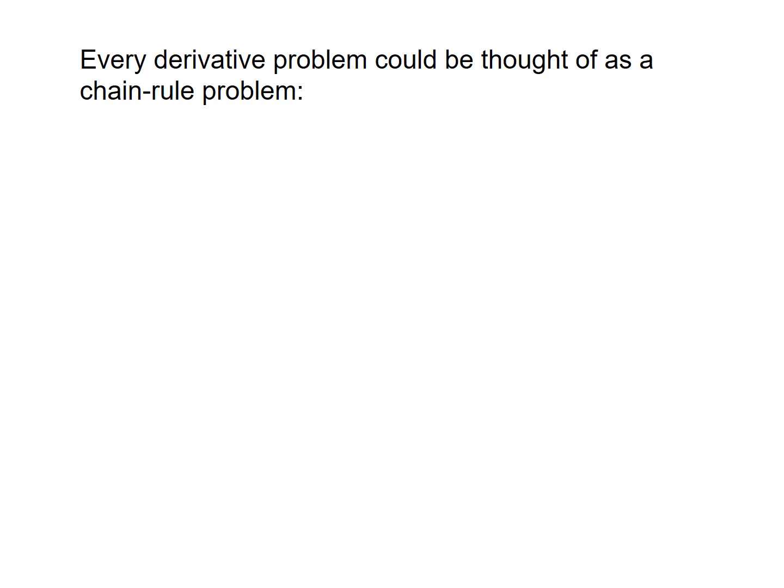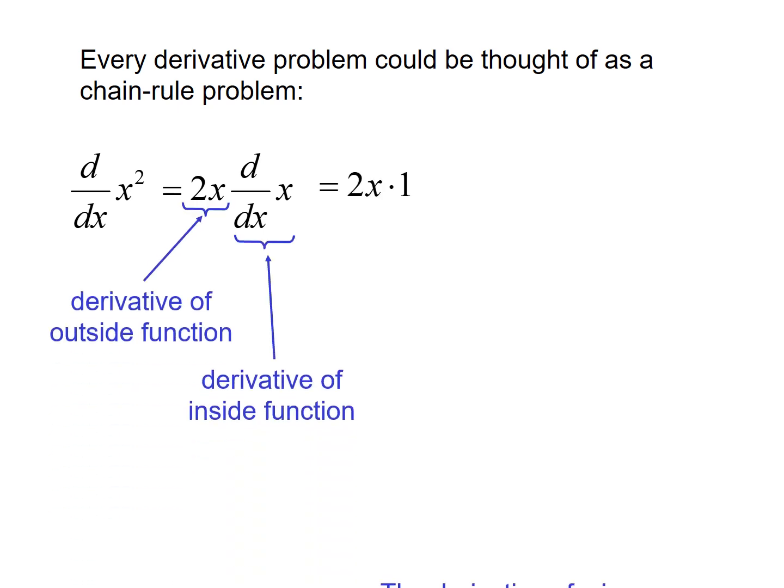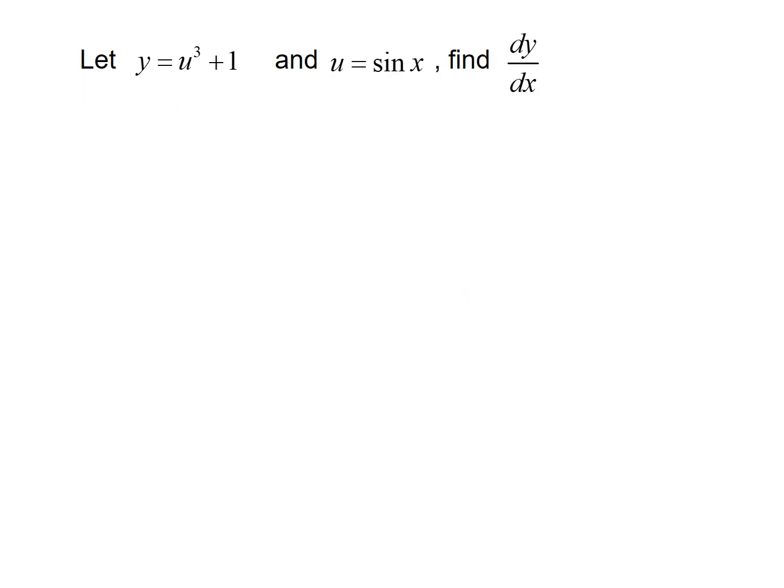All right, and just to point out, every problem technically could be thought of as a chain rule problem. Even if we take the derivative of x squared, that's 2x times the derivative of the inner function x with respect to x. Well, the derivative of x with respect to x is just 1, so we still just get 2x. So not something you have to do in practice, but just pointing out that the chain rule really is used all the time.